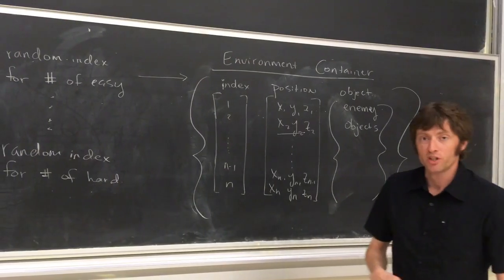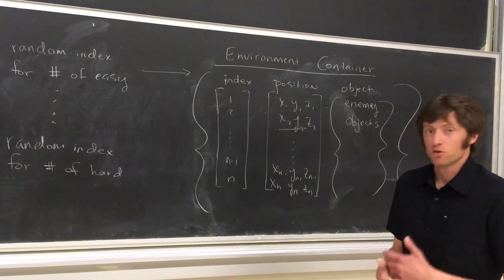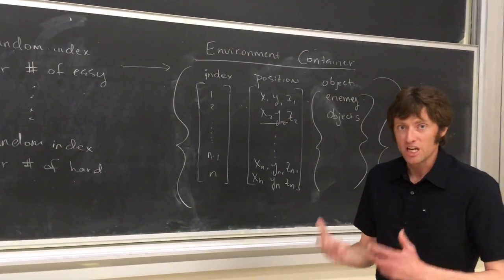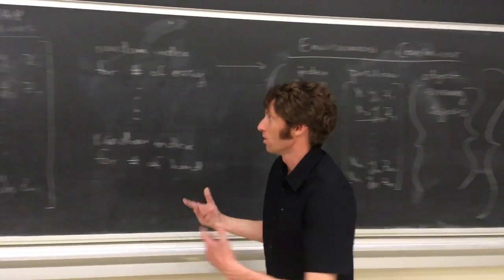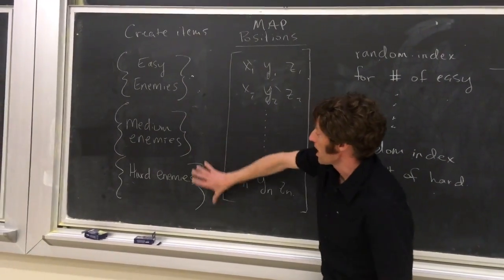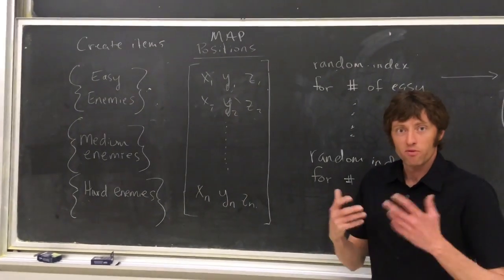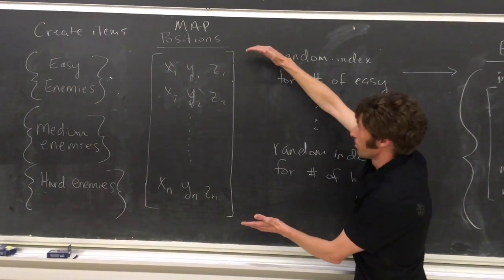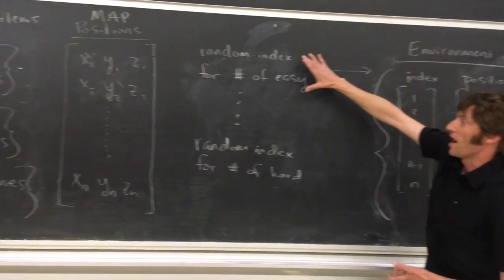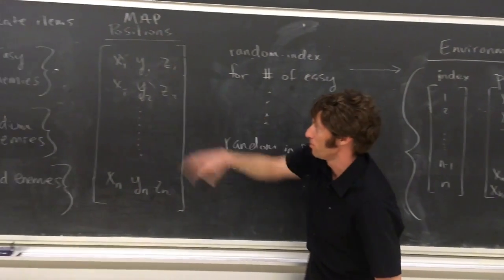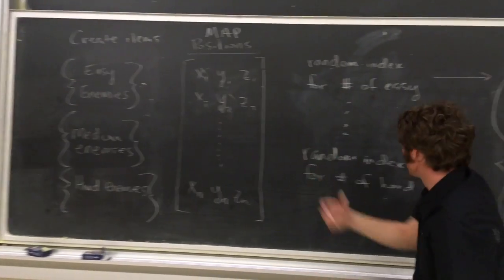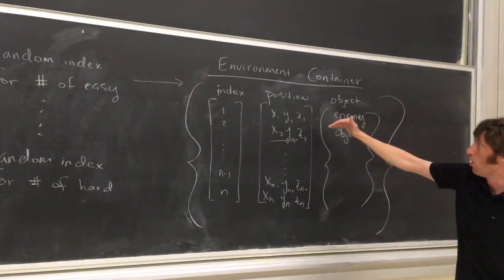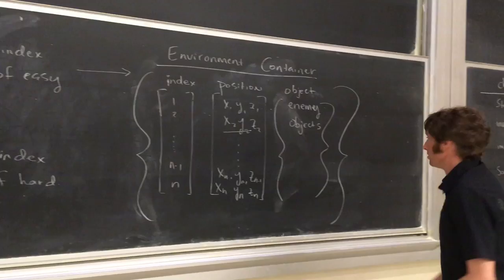One of the biggest challenges was creating these environment containers randomly and with a unique set of positions for the enemies. So the way we did that was we would create all of our enemy objects from a configuration file. Then we would generate the map positions also from a configuration file. Then we would randomly grab an index of the position for the number of enemies in each of these containers and store them over here in our environment container.